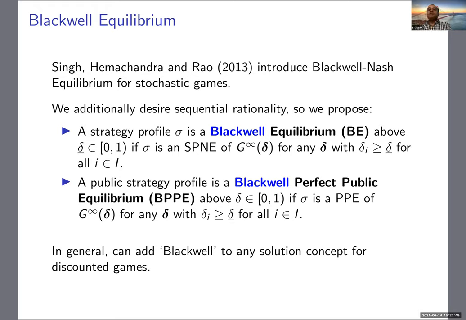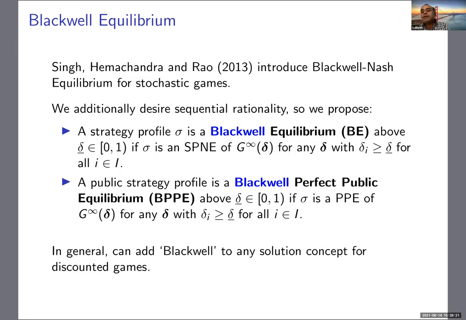In our setting, it's not a non-trivial problem, because we have a repeated game. As long as we have a stage game Nash equilibrium, we can just repeat that, and that's an equilibrium of the repeated game. So we are looking at very different things. The thing that we are interested in is sequential rationality. They're just looking at Blackwell-Nash, so they're not concerned about sequential rationality, which is something that both the notions, Blackwell equilibrium and Blackwell PPE, will respect. So let's go over the definitions.